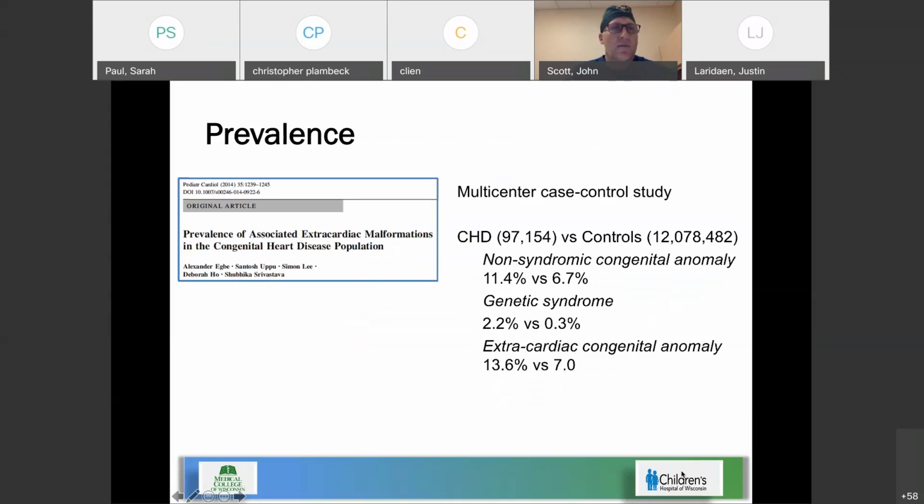This is an article from 2014 in Pediatric Cardiology examining the prevalence of associated extracardiac malformations in children with congenital heart disease. It was a multi-center case control study. There were nearly 100,000 patients with congenital heart disease and 12 million controls. And as you can see from the data presented, the rate of non-syndromic congenital anomalies, genetic syndromes, and extracardiac congenital anomalies was increased in the setting of congenital heart disease.